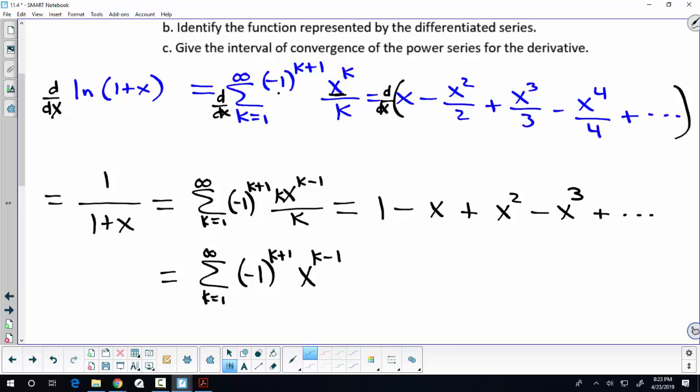We have to shift the index here too, because if this were 0, then this is negative 1 to the 1, which gives us a negative 1 there. Right. So we want that to be just negative 1 to the k as well, which again, you see reflected on the formula sheet. So here's what's listed on our formula sheet.